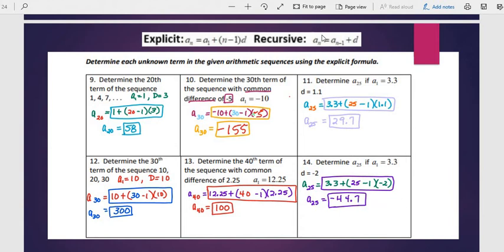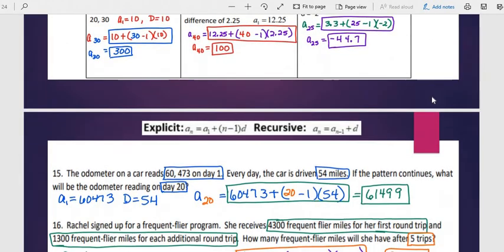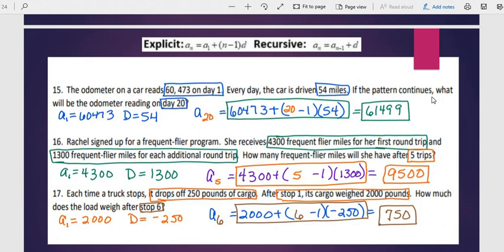So a recursive formula is fine if you know the previous term, and then simply add the difference to it to get the next term, and that's fine. But if you need to find a certain number, a certain place, the explicit formula is the way to go all the way. Now, when you're looking at real world problems.